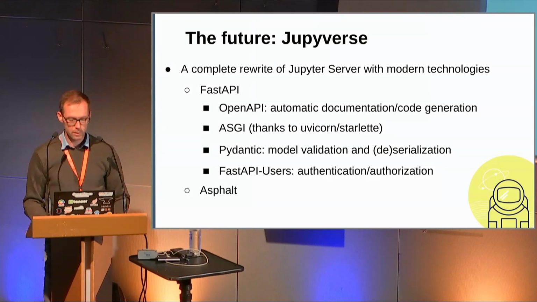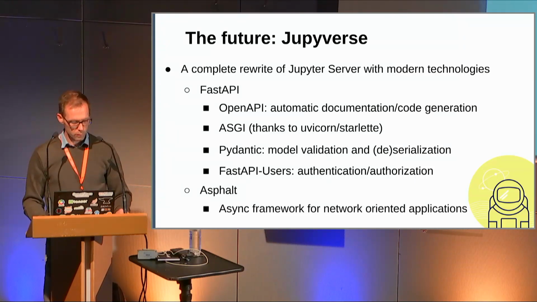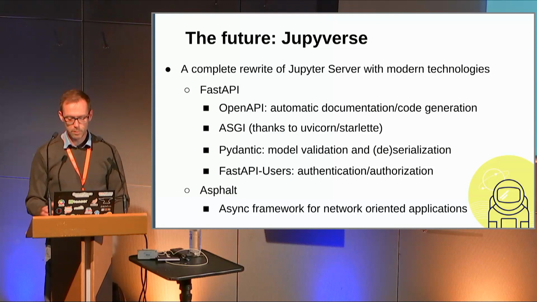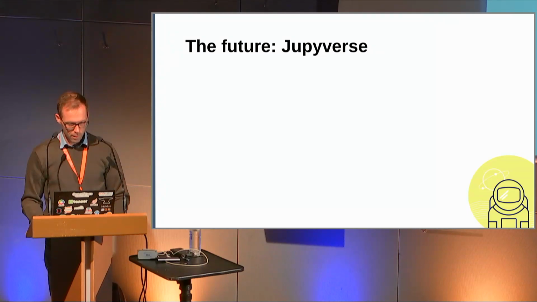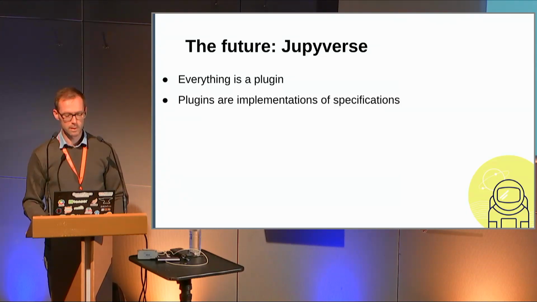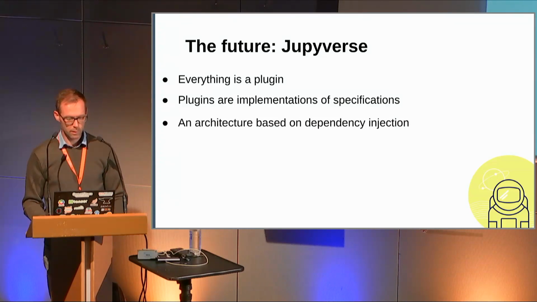On top of FastAPI, we use a framework called Asphalt, which allows us to build a plugin framework. This is basically the equivalent of the extension mechanism that we have in Jupyter Server, but in my opinion, in a much cleaner way. So in JupyterVerse, everything is a plugin. We already adopted this philosophy. Plugins are just implementations of specifications. So there is a clear definition of what a plugin is.